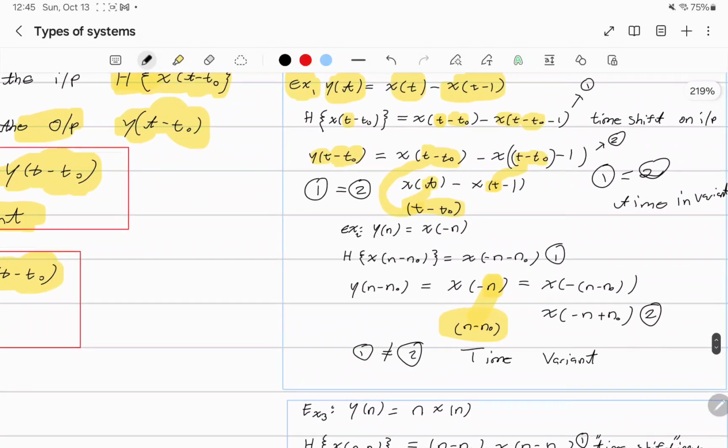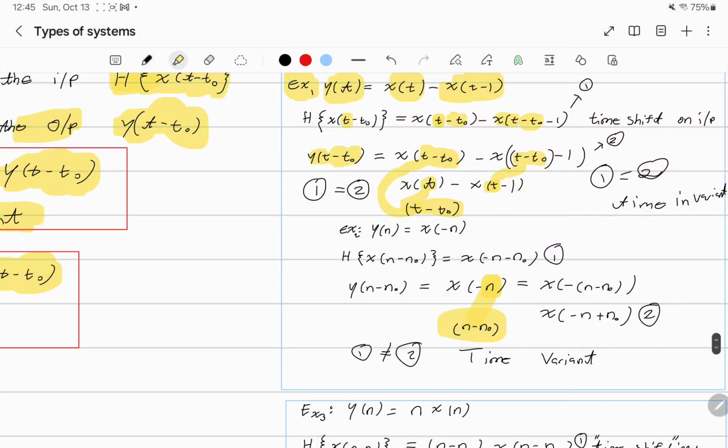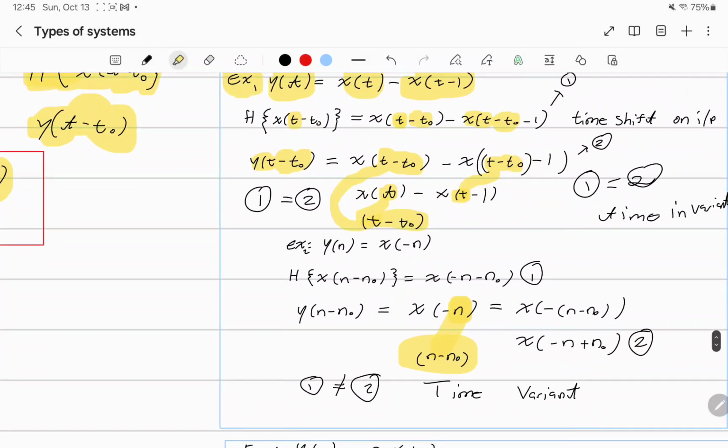Now let me look at the second example. y of n is equal to x of minus n. I do a shift on the input, and the way this works is I add a minus n naught to every n I see. So for this example, I added a minus n naught, and it doesn't just have to be x of minus n, it could be just n, and I'd add a minus n naught to it.